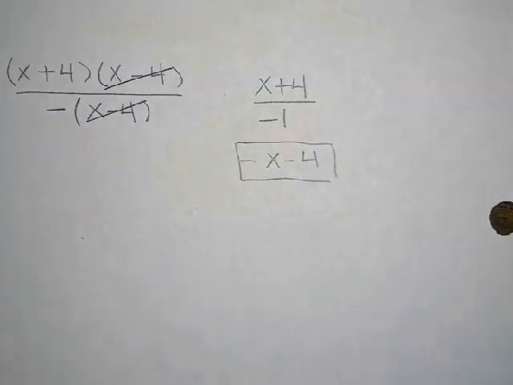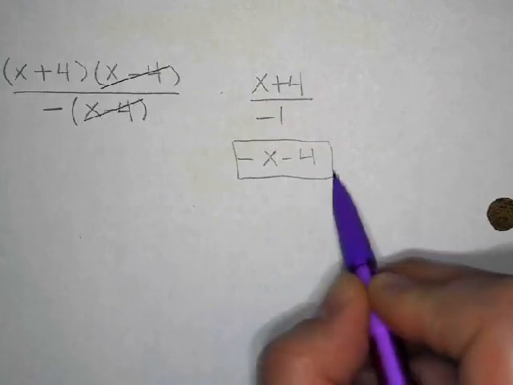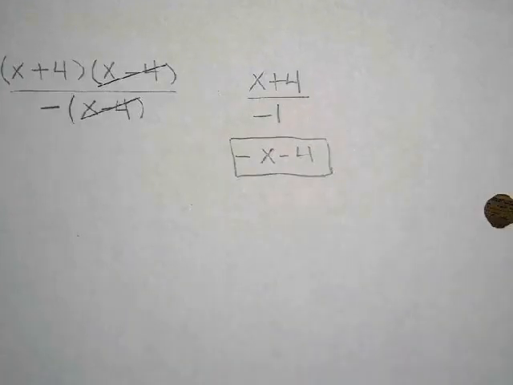Okay, how are your brains feeling? So what are we basically doing today? Factoring and canceling. Factor, cancel. Factor, cancel, but don't kill puppies. Okay, let's try the next one.